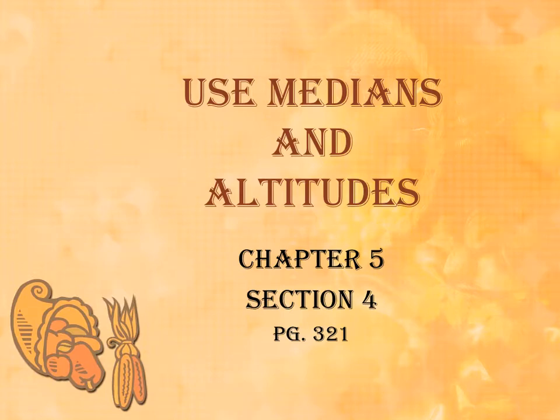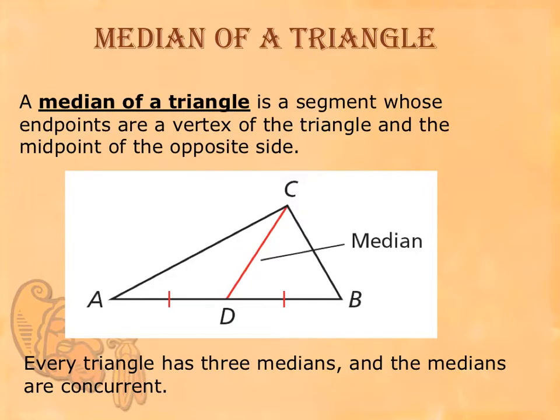So today we're going to learn about two more parts of a triangle. We're going to learn about the medians and the altitudes. So this is section 4. The first one is the median of a triangle, and this is going to be a segment whose endpoints are a vertex of the triangle and the midpoint of the opposite side. So every triangle will have 3 medians, and the medians are going to be concurrent.